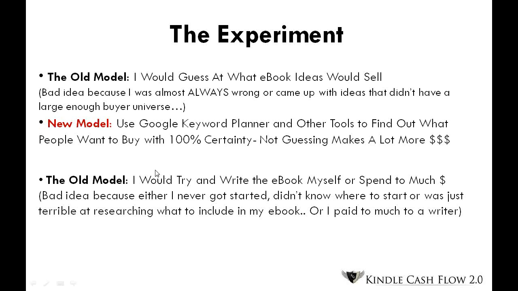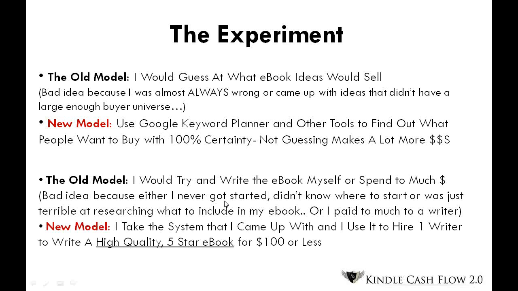Now, with my new model, I use Google Keyword Planner and other tools to find out what people want to buy with 100% certainty, so there's no guessing. Not guessing makes a lot more money for you. When you do it this way, and I'll show you how to use the Google Keyword Planner in just a moment, you can find topics, ideas, and marketplaces that are willing to buy.